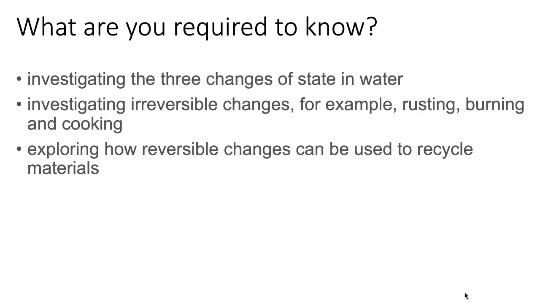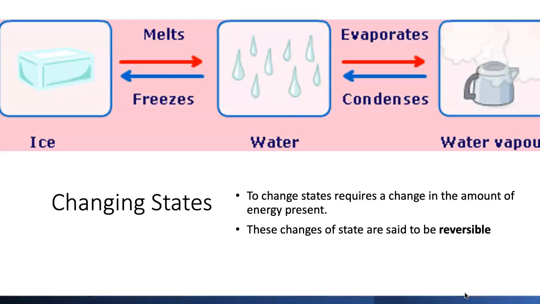So the idea of states of water, those 3 changes in states of water, we often use that as an example because it's one we all have experience of day to day. Investigating irreversible changes. Think about rusting, burning, cooking, and then exploring how reversible changes can also be used to recycle materials. Now, I'm not going to talk a lot about that, but you will have probably looked at that at primary school because of really good use of our knowledge of this area.